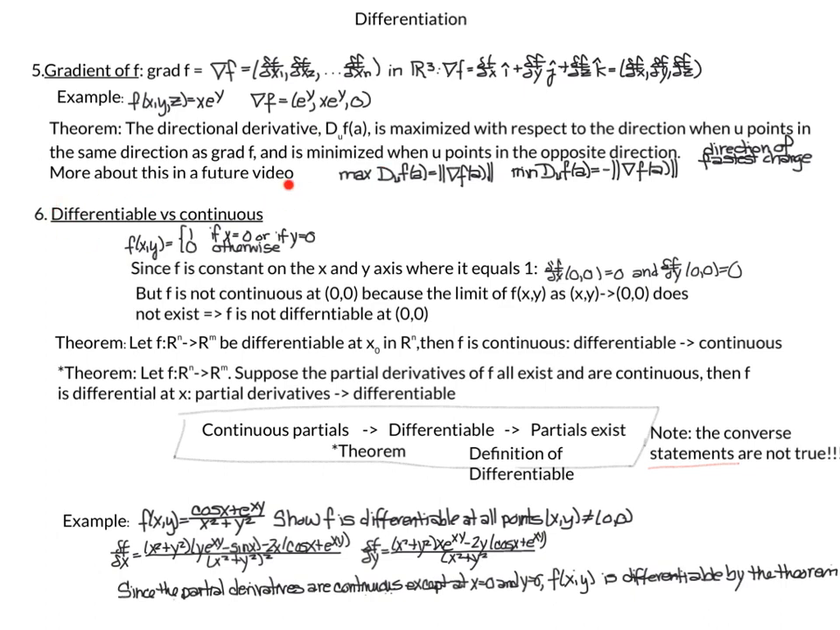We talked about differentiable versus continuous, and this is the summary here. We have this starred theorem that says if we have continuous partial derivatives, then our function is differentiable. And if our function is differentiable, the partials will exist. The converse, so you can't read the arrows the other way. Differentiable does not imply continuous. And we had our example here, which I'm not going to do, but you could take a look at it.